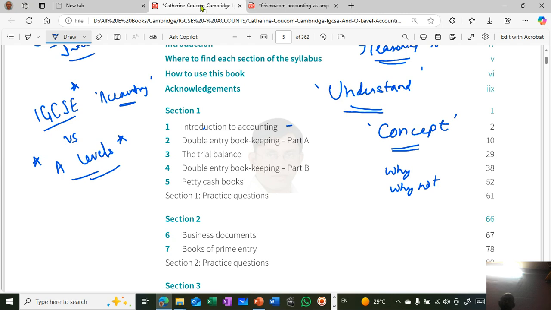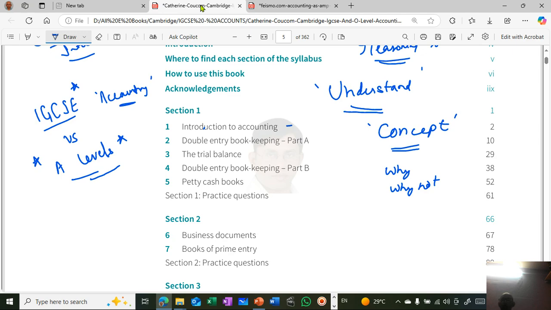So next class we will start with the first lesson, introduction to accounting. Here we will learn a lot of important concepts like what is meant by assets, what is meant by liabilities, what is the accounting equation, what is bookkeeping, what is accounting. A lot of other concepts we will learn in the first lesson. Then in the second lesson we will learn what a ledger is and how to record a ledger.